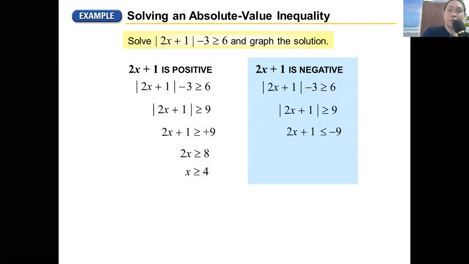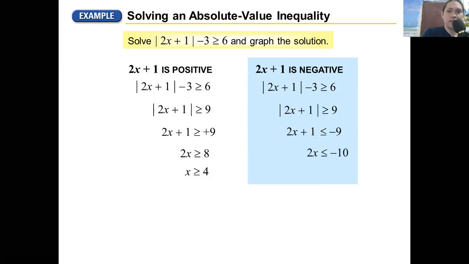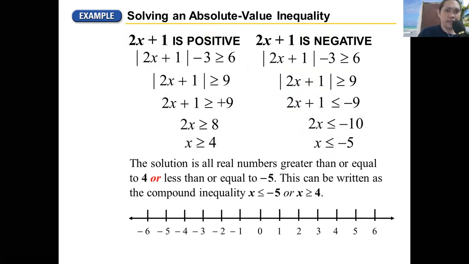Again, when we consider 2x plus 1, what is inside the absolute sign, as negative, in inequality the symbol will change, we reverse the inequality symbol. So since it's negative, we consider 2x plus 1 as negative. So the greater than or equal to reversed into less than or equal to negative 9. So solve it, divide both sides by 2. That gives you x is less than or equal to negative 5. Do not forget that one, okay?